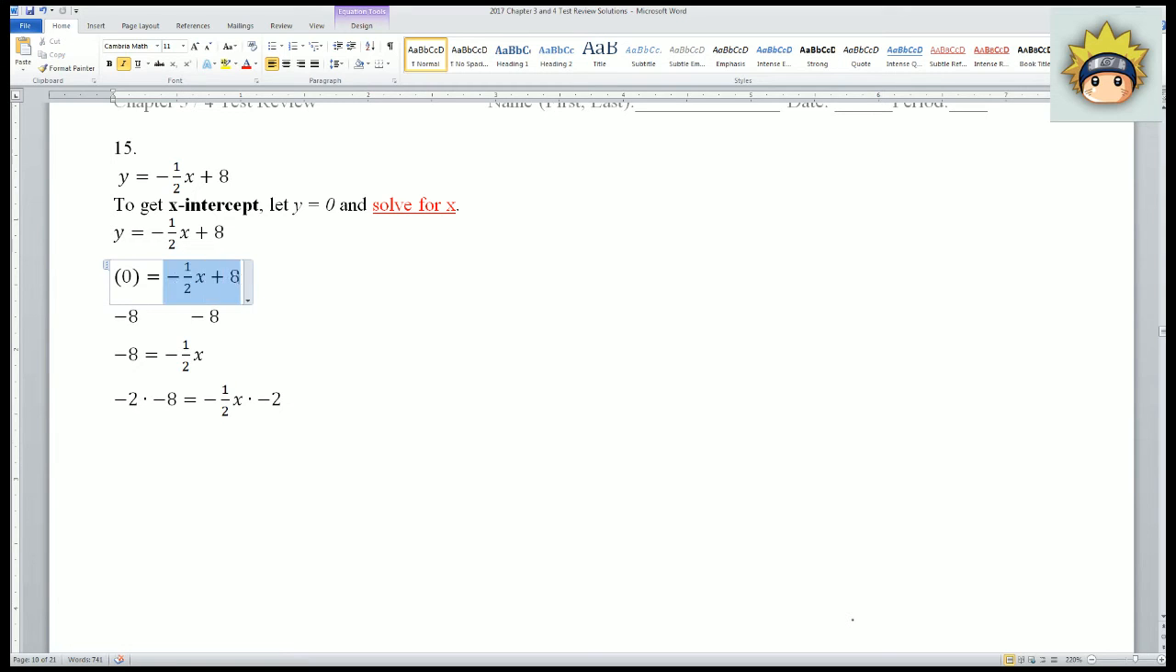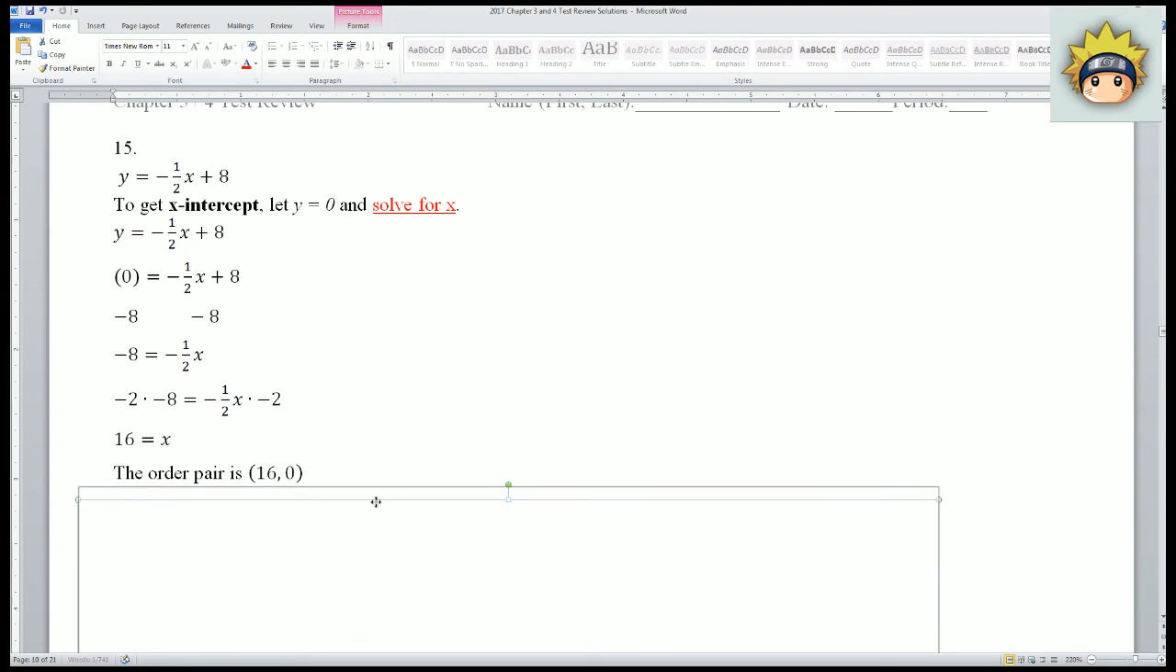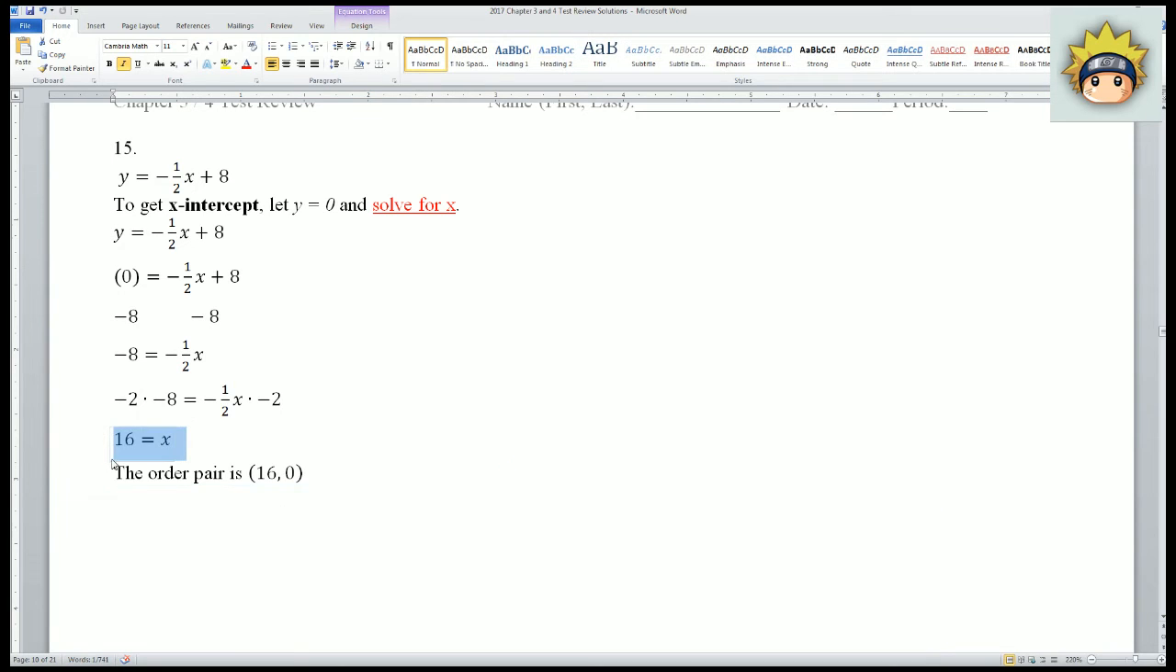This side has a bunch of stuff. I had to subtract 8 from both sides first, because you do the inverse property to the most outward thing first. I simplify. Negative 8 is equal to negative 1/2 x, right? To get rid of the negative 1/2, to get rid of the divide by 2, I multiply by negative 2. Negative 2 times negative 8 is 16. So the ordered pair is 16, comma 0, because x is only equal to 16 when y becomes 0.